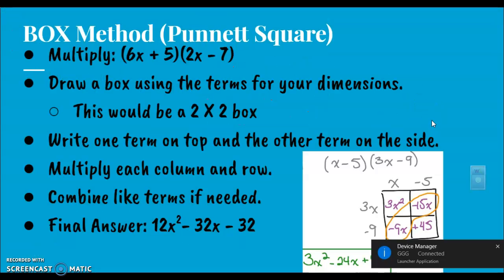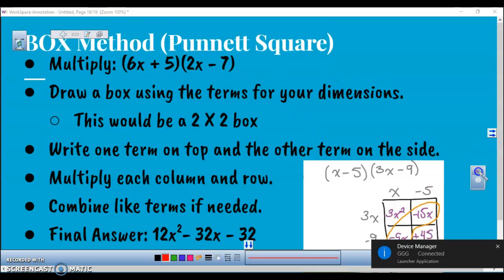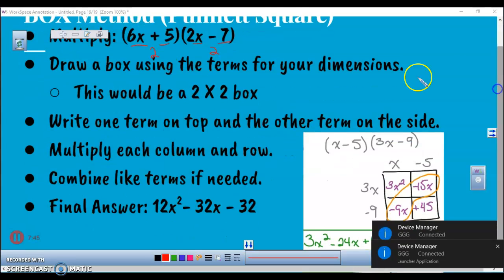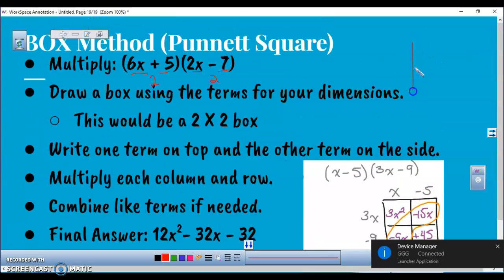All right, next is the box method. Okay, this is also called the Punnett square method from science. So if I were multiplying these two, I would need to draw a box using the terms for your dimensions. So this would be a 2 by 2 box because I have 2 terms here and 2 terms here. So my box would just be 2 by 2.